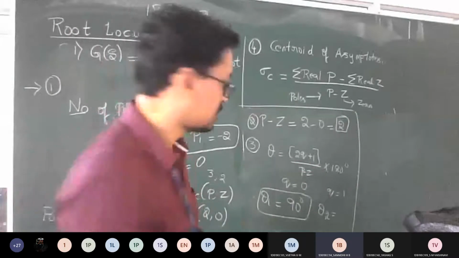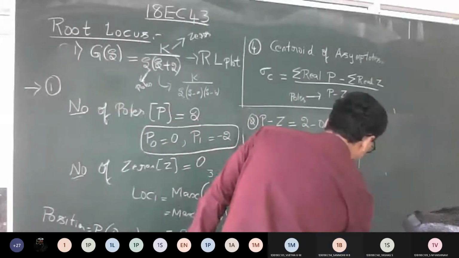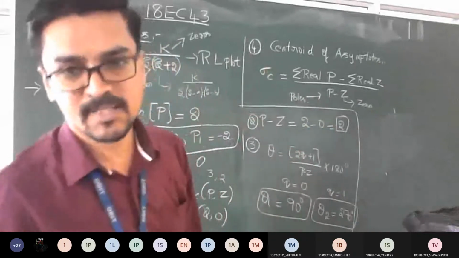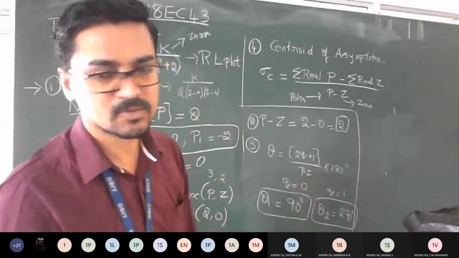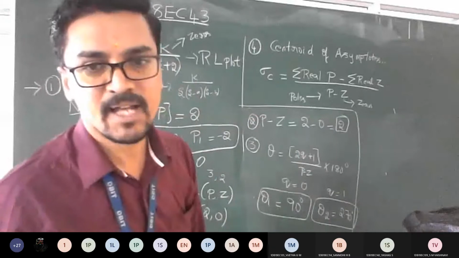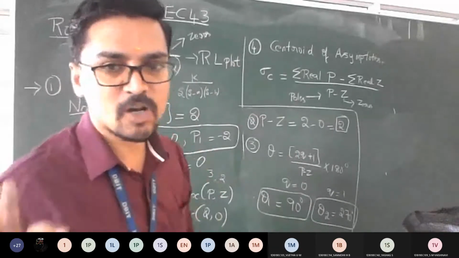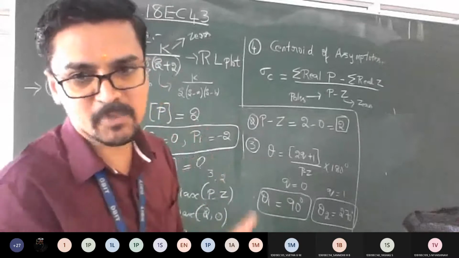270. Good, 270 degrees. So you have 2 answers, theta 1 and theta 2. So this is all step number 3, angle of asymptotes. Any doubts, anyone? Whatever problems you're going to solve in root locus, it's the same procedure.